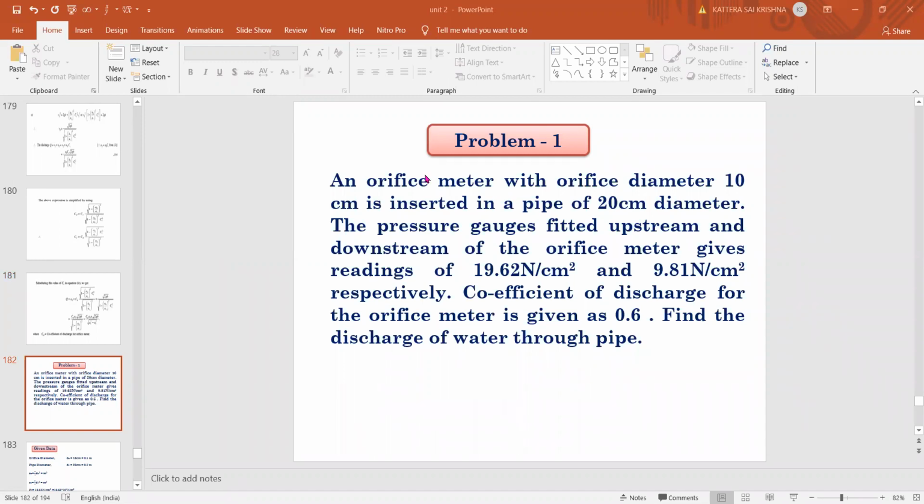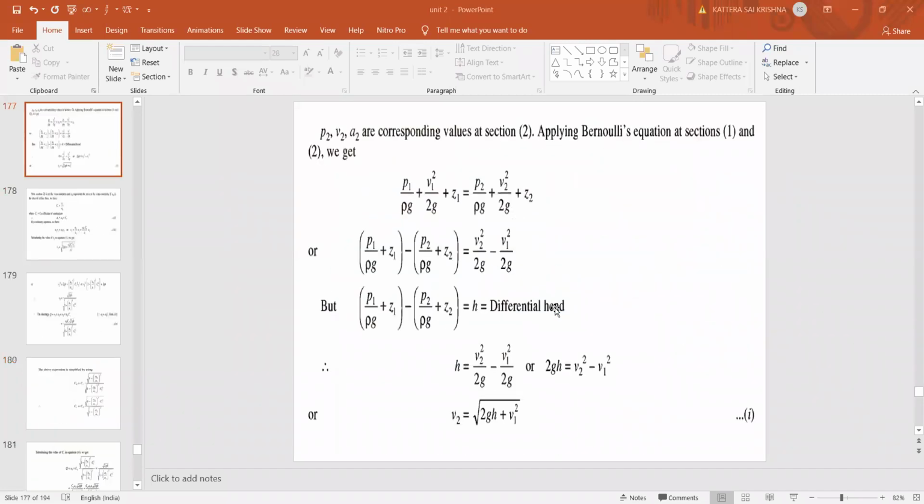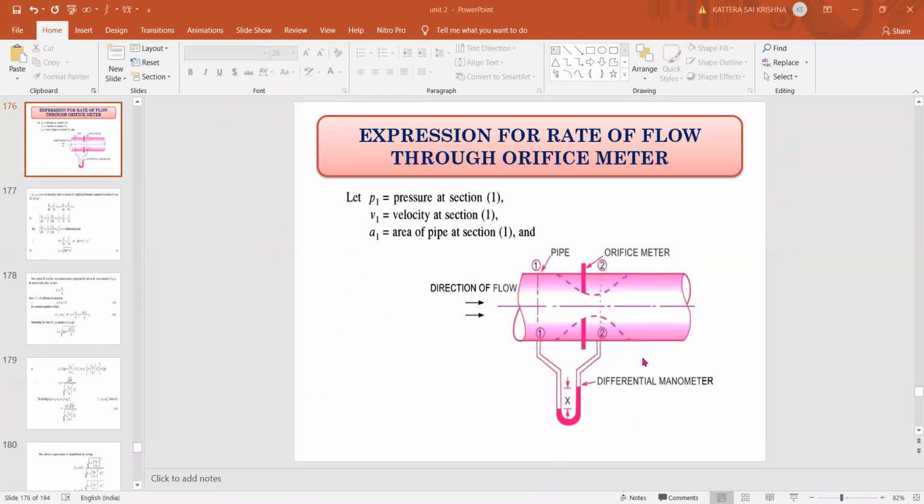Okay, so later he said the pressure gauges are fitted. Once you can see the diagram: this is a pipe. In between the pipe, somewhere we are keeping our orifice meter to find the discharge in the pipe. This is section 1, always before the orifice, in the pipe. Section 2 we first took at the vena contracta, but in problems this section 2 will be very close to our orifice. So instead of taking it at the vena contracta, we'll take it at the orifice. Section 2 will be at the orifice, which is considered as A0.